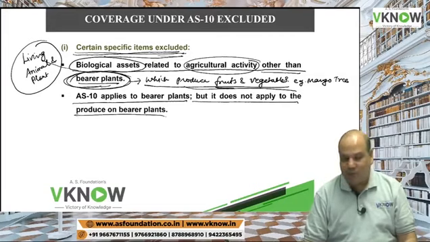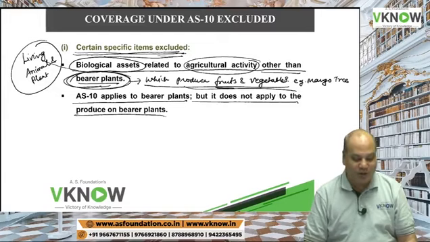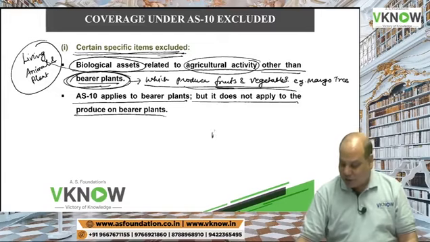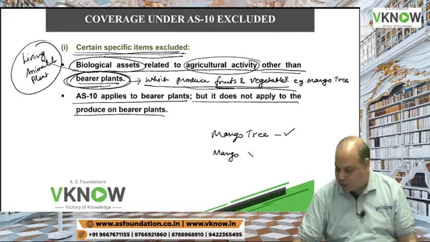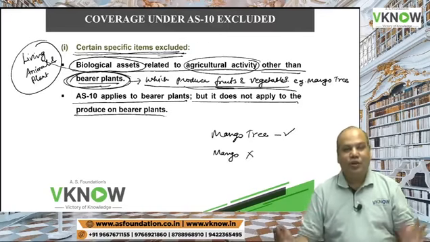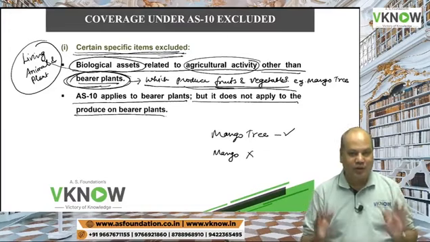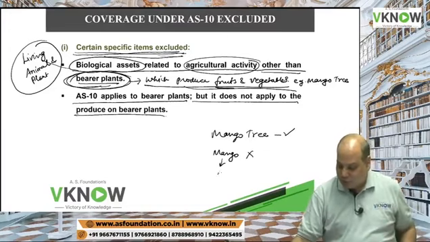It does not apply to the produce on a bearer plant. This standard is applicable to the mango tree. The mango tree is covered, but the standard is not applicable to the mango. Once the mango is harvested, AS2 will apply.